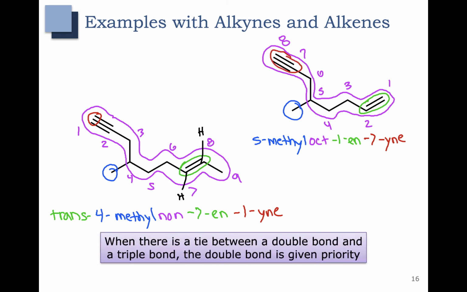Just to summarize what we did there, the first thing we want to do is to give the alkene or alkyne the lowest possible number. When we have a tie between both, in that case, the double bond is given priority, and that's because of alphabetical order, ene coming alphabetically before yne. This concludes nomenclature of alkenes and alkynes. In the next video, we're going to look at how to name benzene and benzene derivatives.